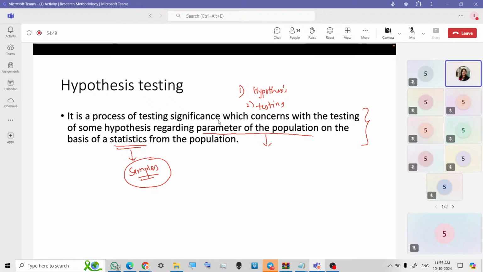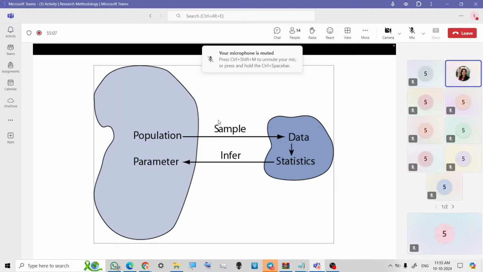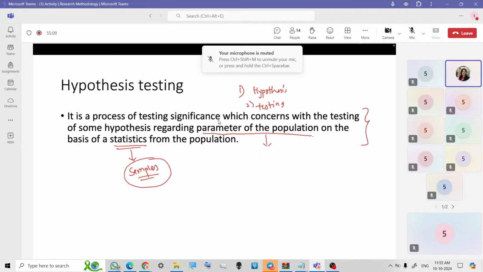So what is hypothesis testing? Hypothesis testing is a process of testing significance which concerns the testing of some hypothesis regarding parameter of the population on the basis of statistics from the population. The same thing which is described in the diagram. Just go through these statements.